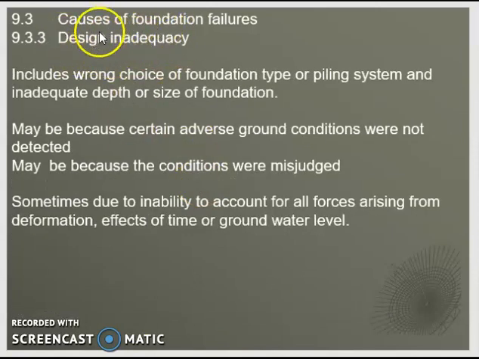Design inadequacy could also be a problem that leads to foundation failures. It includes the wrong choice of foundation type or piling system, and inadequate depth or size of the foundation. It may be because certain adverse ground conditions, that means a lousy ground condition, were not detected because the investigation happened to miss them completely. Or maybe because the condition was misjudged. It was thought to be okay, but actually it's not okay. And sometimes it could be due to inability to account for all the forces arising from the deformation, the effects of time, or the groundwater level.